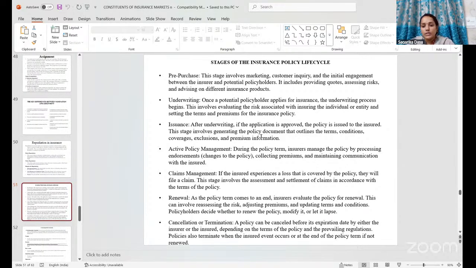Now, in this third stage, issuance, the policy document will be prepared: what terms and conditions are there in the policy, how much coverage will be provided by a particular policy, what exclusions we have in the policy, and what premium information we have. Everything will be included in the issuance of the policy.